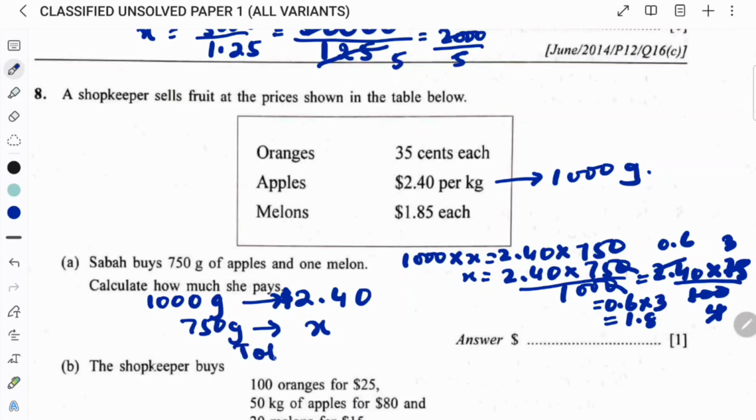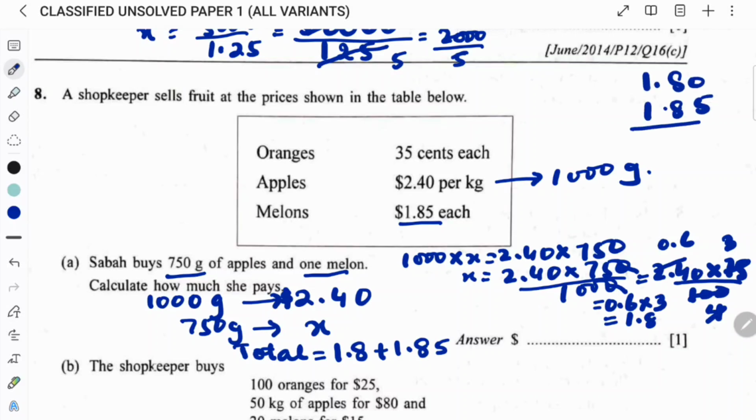So the total cost for 750 grams of apples is $1.80, and one melon is $1.85. Add it together. All right, so 1.80 and 1.85, we are just adding together to get the total answer. That is 5, then 16, then the point, and 1 plus 1 is 2, and 1 here, 3, so $3.65 is the total cost for the one melon and 750 grams of apples.